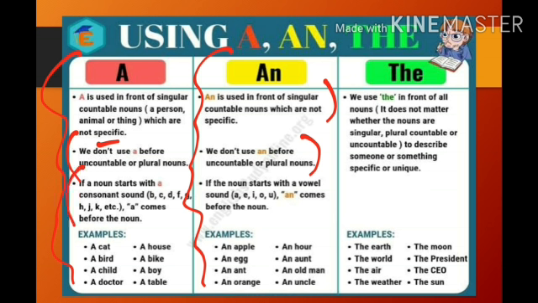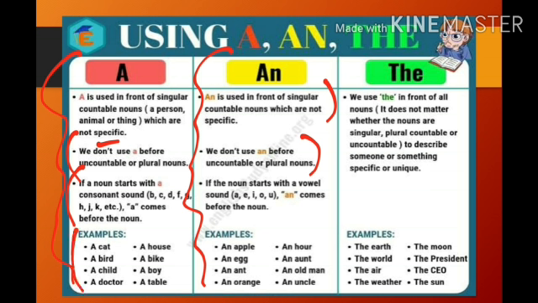If a noun starts with a consonant sound, a comes before the noun. So we all know that except a, e, i, o, u, all the alphabets of English are known as consonants. So if any noun starts with a consonant sound, I am not telling consonant letter, I am telling consonant sound, then there we can use a.